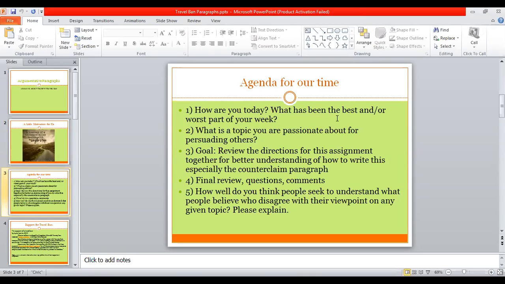And it's: how well do you think people seek to understand what people believe who disagree with their viewpoint on any given topic, and then explain. So we'll talk a little bit about that at the end to extend the learning here.